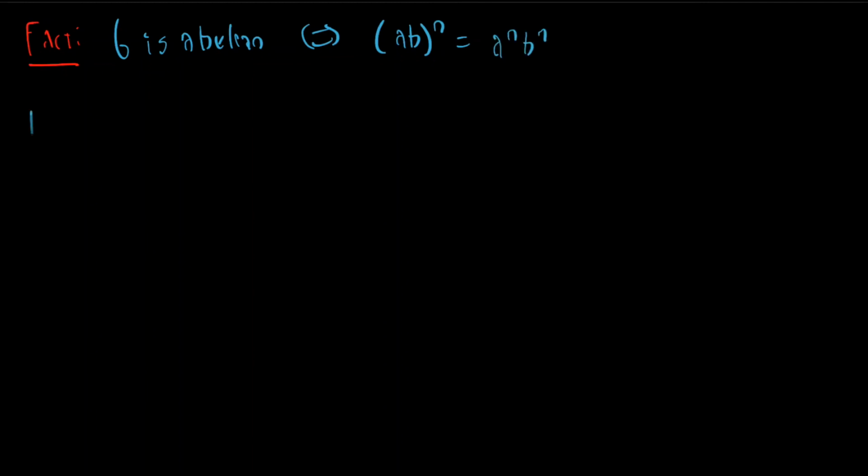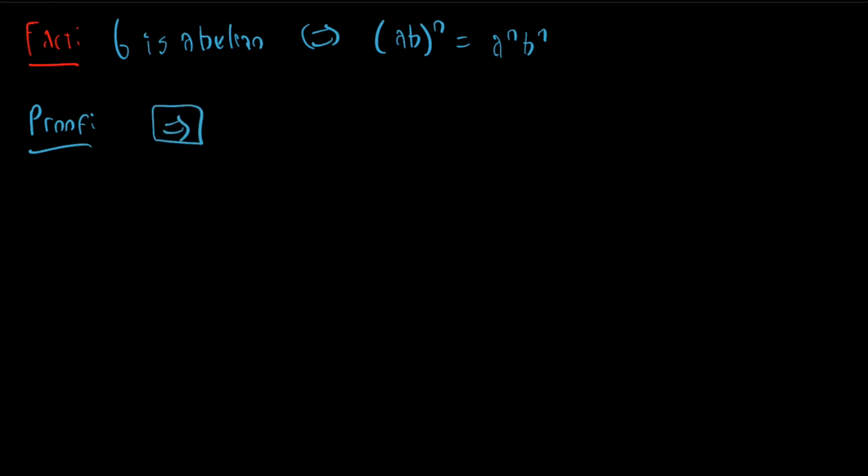So let us now prove some more interesting facts about abelian groups. In particular, we're going to prove that G being abelian is logically equivalent to having the following property: a times b to the n is equal to a to the n times b to the n. So let's prove it.